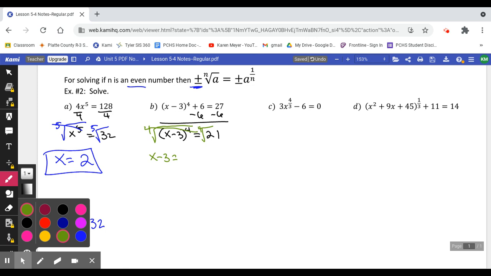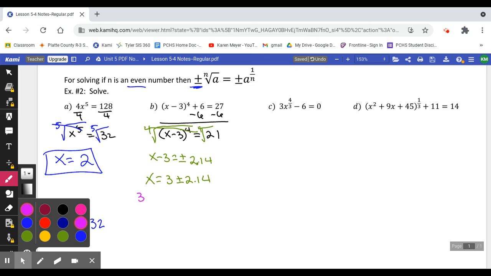That's an even root. If it's an even root, you must put plus or minus. And then type the 4th root of 21 into your calculator, and you're going to get a decimal. And that decimal, I'm going to round it to the hundredths, which is 2.14. Okay, move your 3 over. So x equals 3 plus or minus 2.14.